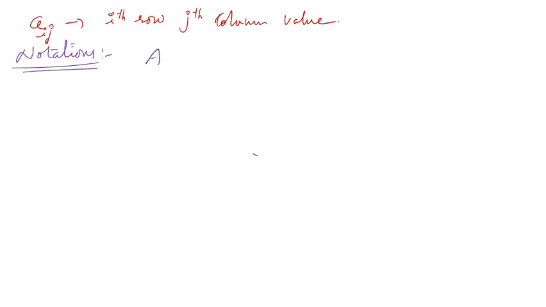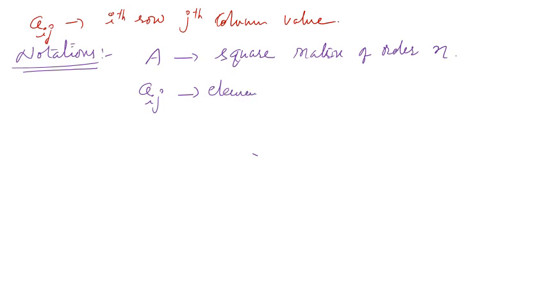Capital A stands for square matrix of order n. N by n matrix. Already I told you what is Aij. Element in the ith row, jth column of matrix A.